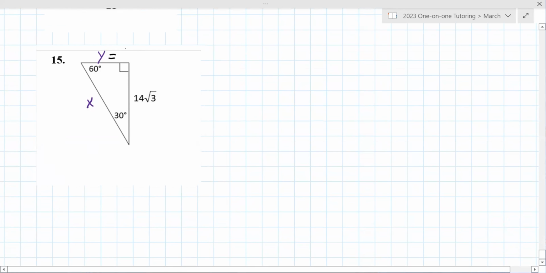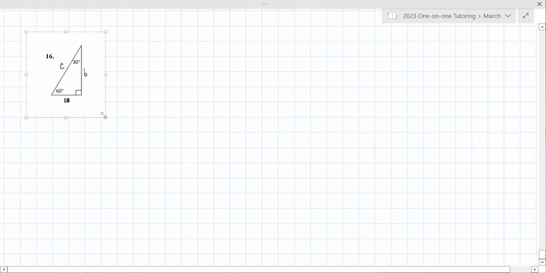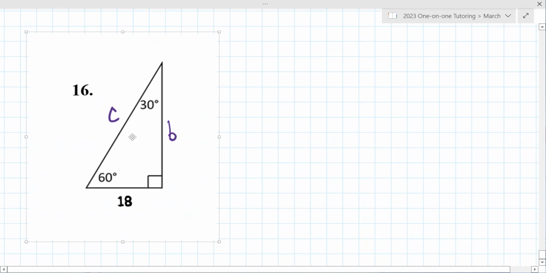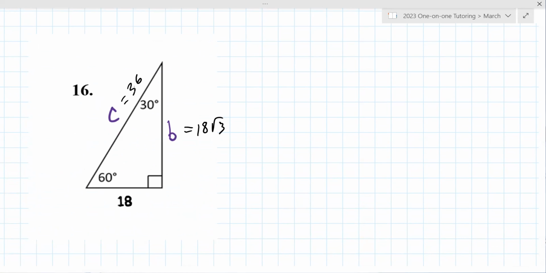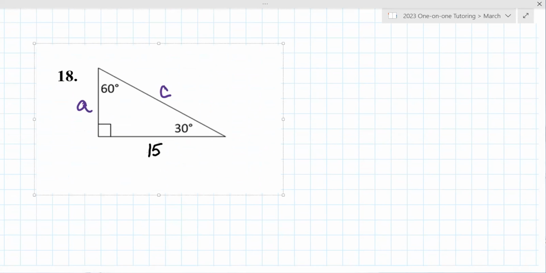Okay, so for Y, I got 14, and for X, I got 28. Good. All right, number 16. C is 32, and then B is 18 square root 3. Yeah. All right, C though is 36. Oh, 36. I always get 18 times 2 messed up. It's okay. You're doing really well on this. Last one of this type, I think. This one's a little bit more difficult, but you should be able to do it.